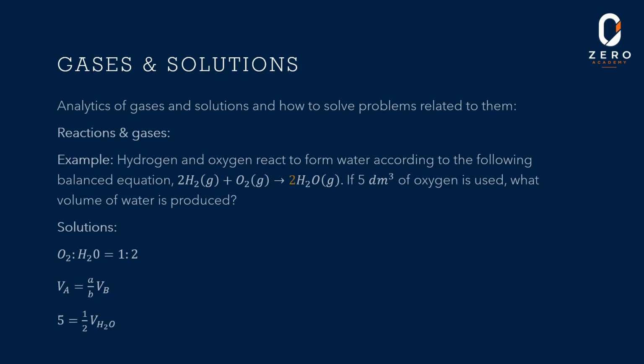Making the volume of water the subject of the formula, I multiply both sides of the equation by 2, and I will get the volume of water, which is equal to 10 dm³. And that is how you solve that particular problem.